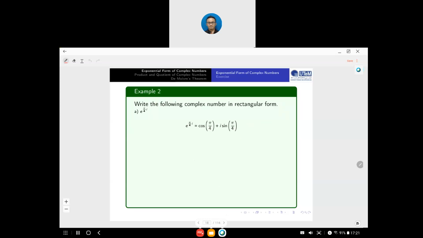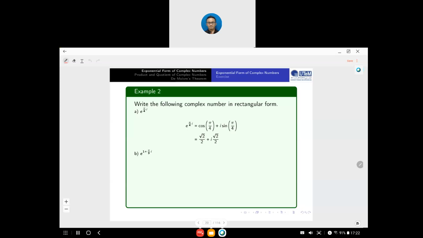equals cos pi over 4 plus i sine pi over 4, because your angle is pi over 4 here. So just press your calculator and you can get square root 2 over 2 plus i square root 2 over 2. So that is the answer. Second one, b equals e to the power of 1 plus pi over 3 i.